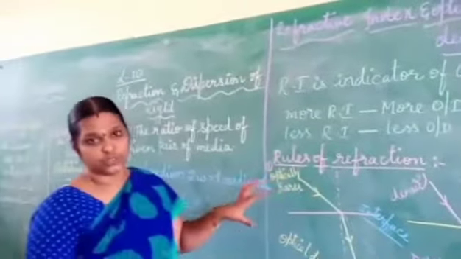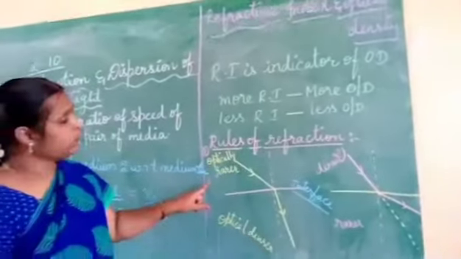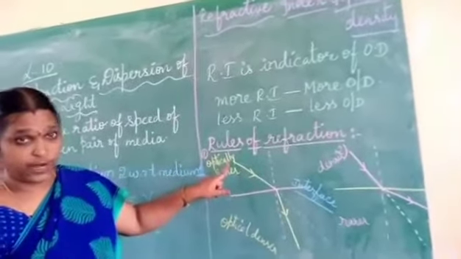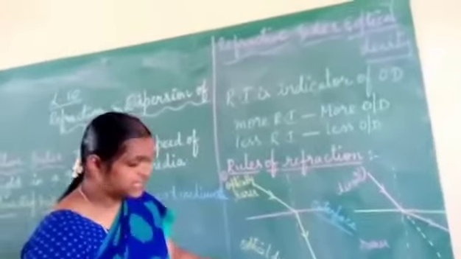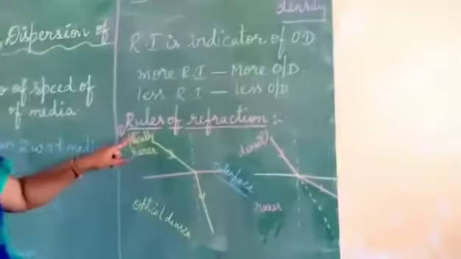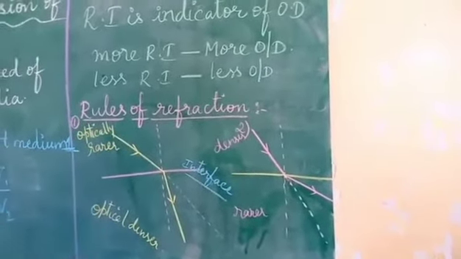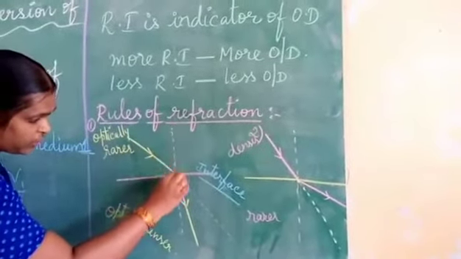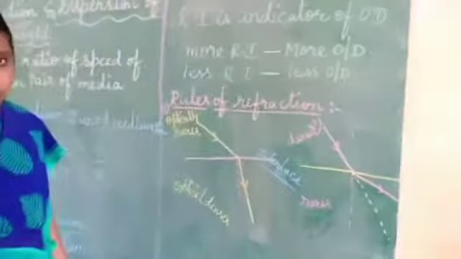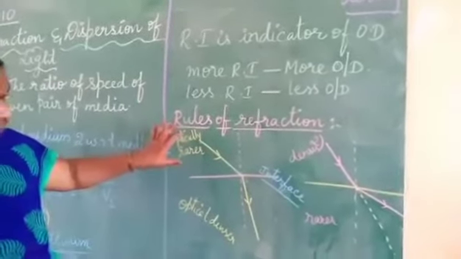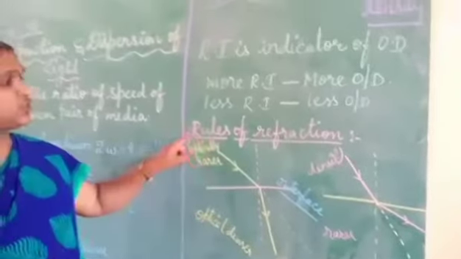Now, there are some rules of refraction. So what are the rules of refraction? You have to remember the first rule: when the light ray is traveling from an optically rarer medium, meaning higher speed of light, to an optically denser medium, meaning lower speed of light, the light ray will bend towards the normal. Here you can see some dotted lines I have drawn; these dotted lines are nothing but the normal. So when the light ray is traveling from rarer to denser, it moves towards the normal. This is the first rule of refraction.